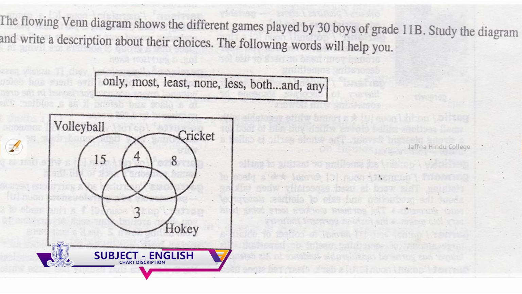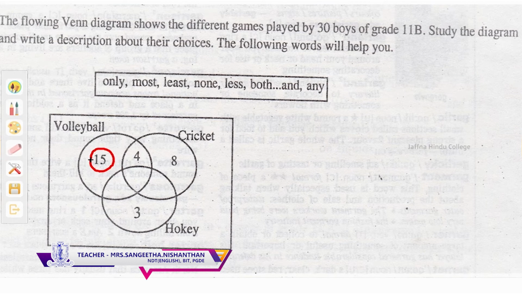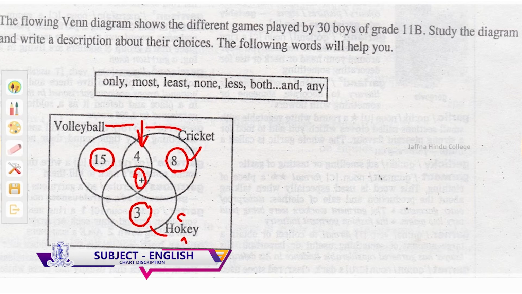Right. Here, different games played by 30 boys of grade 11B. What are the games mentioned here? Volleyball, cricket and hockey. 15 students like to play only volleyball. 8 students like to play only cricket, and 3 students like to play only hockey. 4 students like to play both volleyball and cricket. None of them like to play all the 3 games. According to this Venn diagram, we can say that most of the students like to play volleyball and the least of the students like to play hockey. Most of the students like to play only one game.